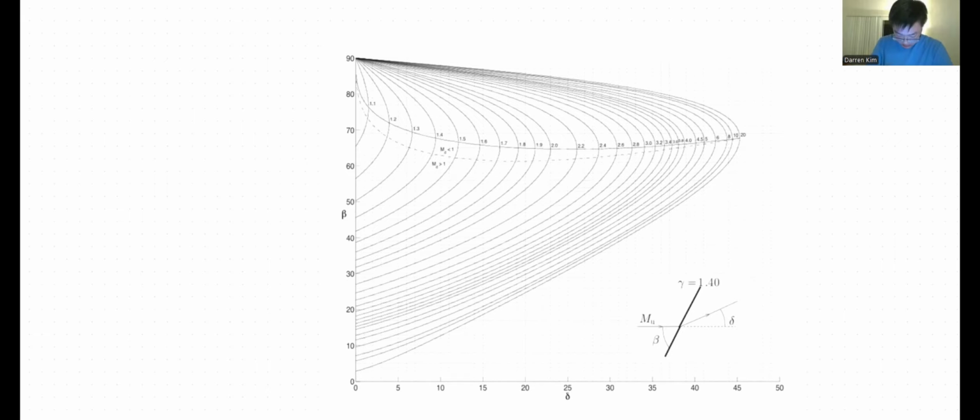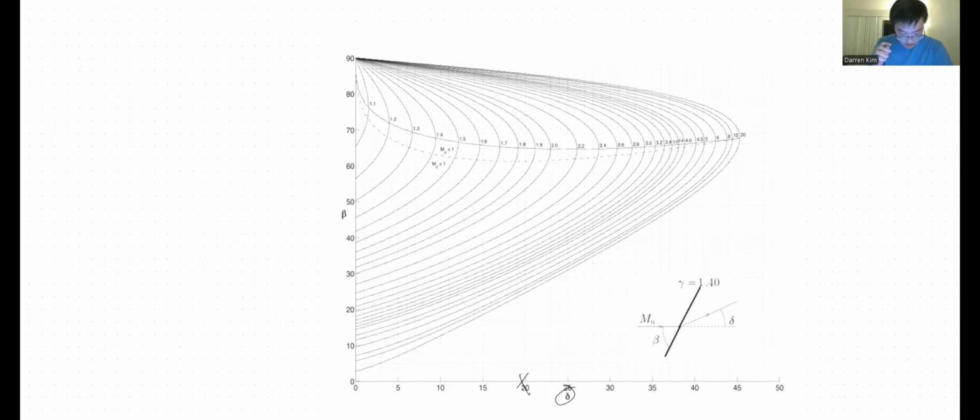So we start with delta, right? We said delta equals 20, right? And then what was the Mach number? I don't quite remember, so let me look back at it. Mach number was 3. And how do I use this again? 3 over here, going all the way down like this.